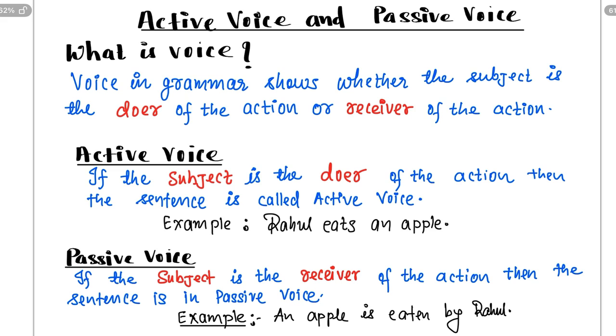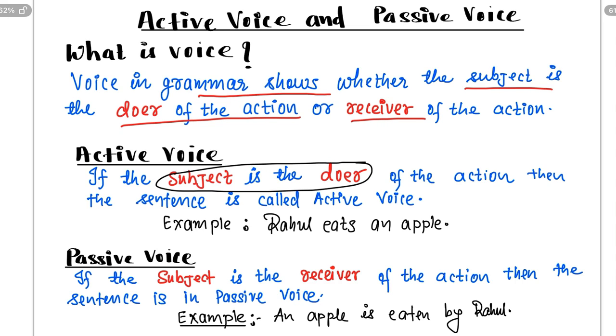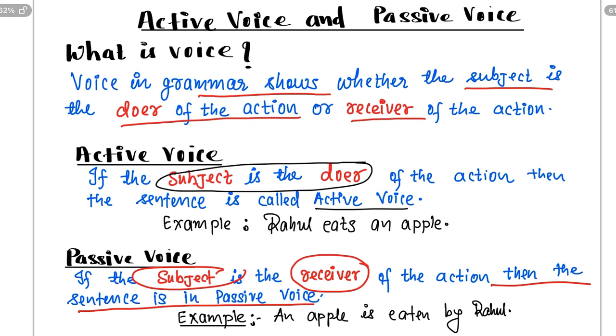So voice in grammar shows whether the subject is the doer of the action, the performer of the action, or the receiver of the action. So if the subject is the doer of the action, then the sentence or the verb is called to be in active voice. Similarly, if the subject is the receiver of the action, then the sentence or verb is called to be in passive voice. So this is the basic difference between active voice and passive voice.